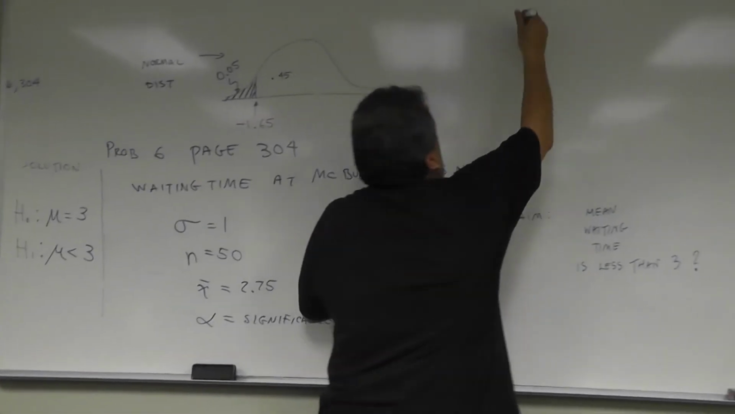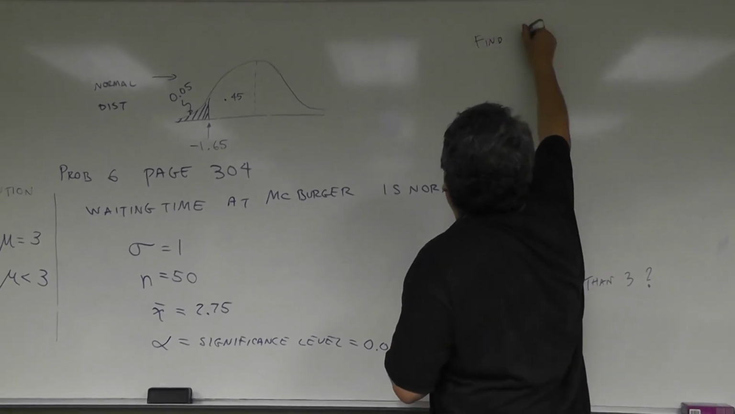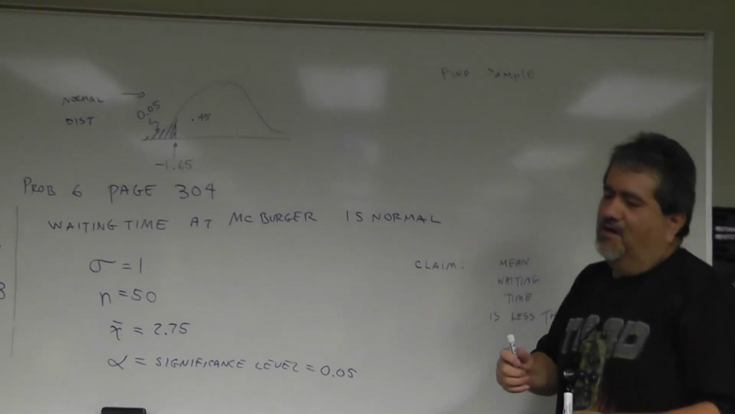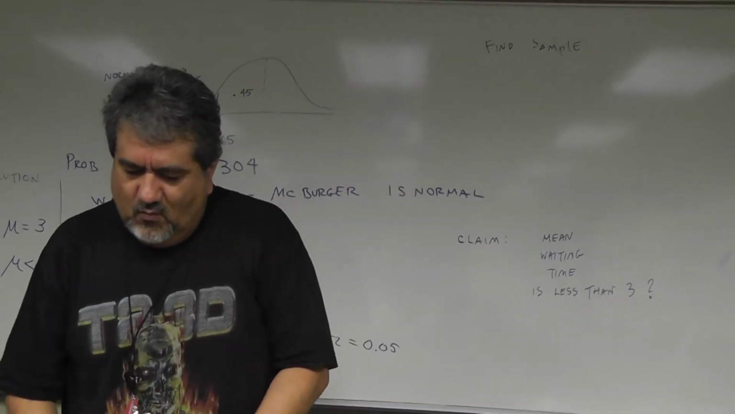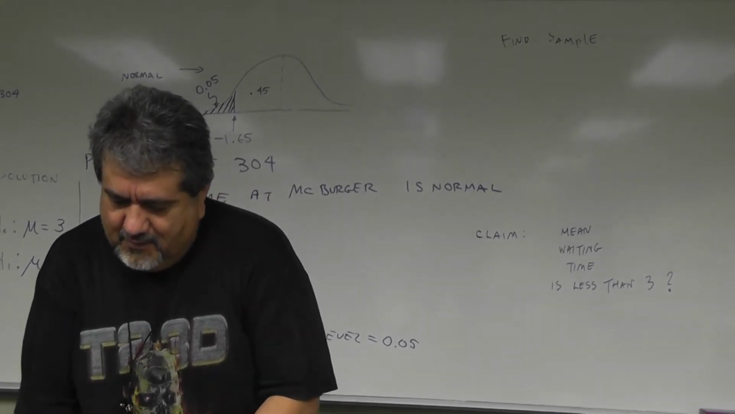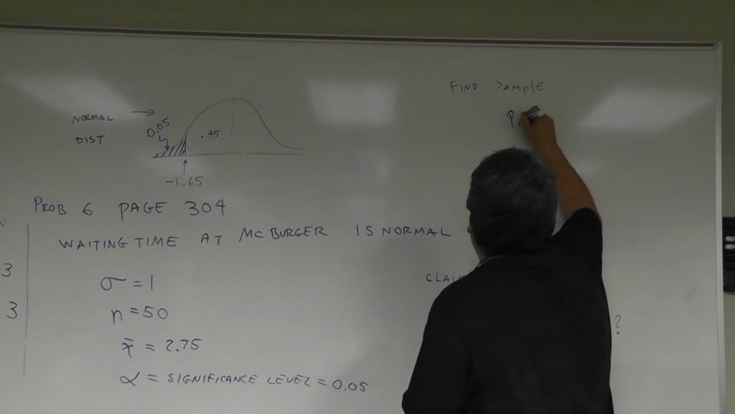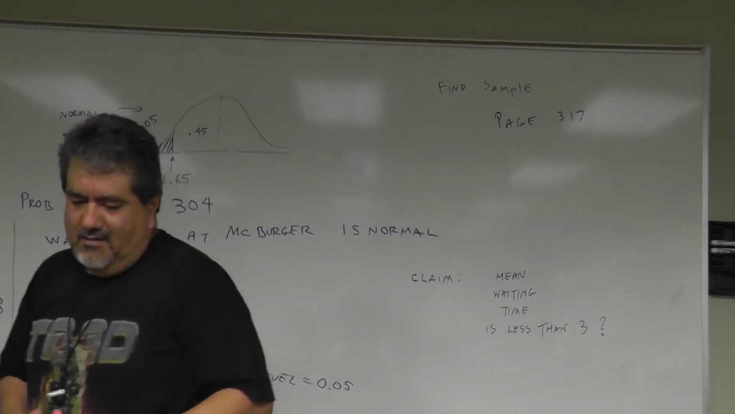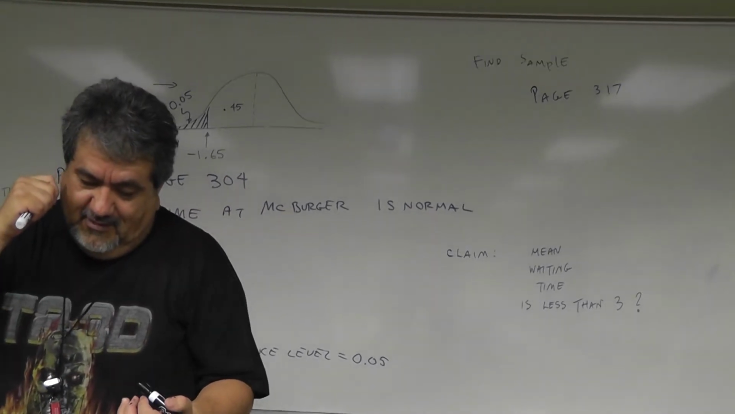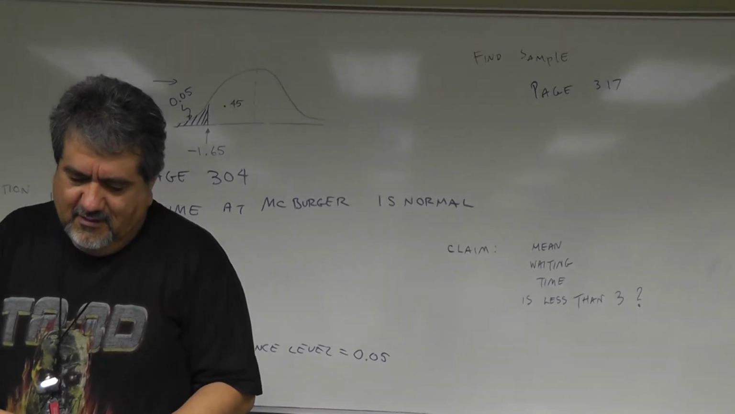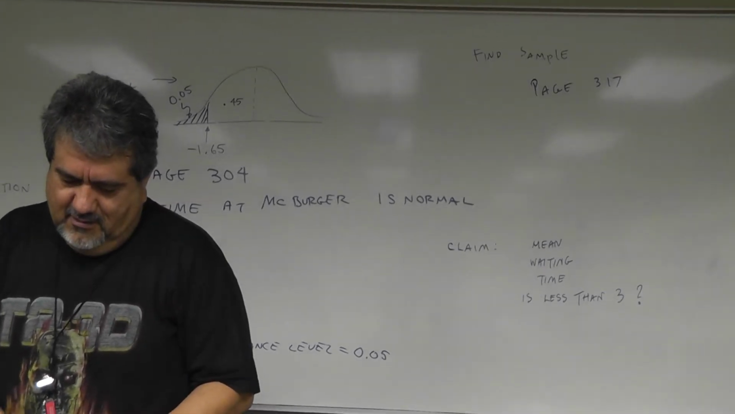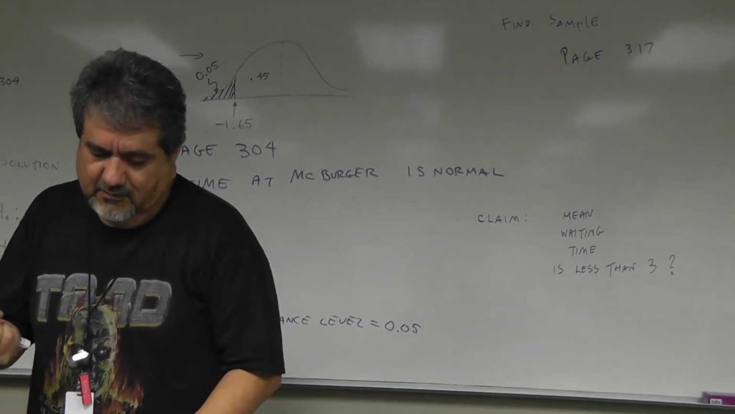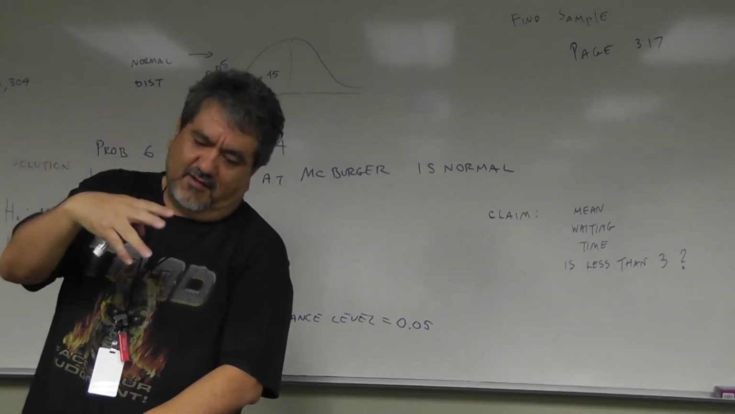And step number 3, we find the sample. Now we find the sample by using, well, at the end of the chapter, either 10.1, 10.2, or 10.3. This is on page 317. Now, we are going to use 10.1, and the reason is, this is about the means. The means formulas will be 10.1 or 10.2. 10.3 is about percentages. We'll talk about percentages later.